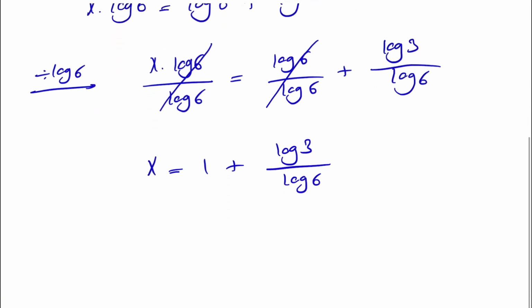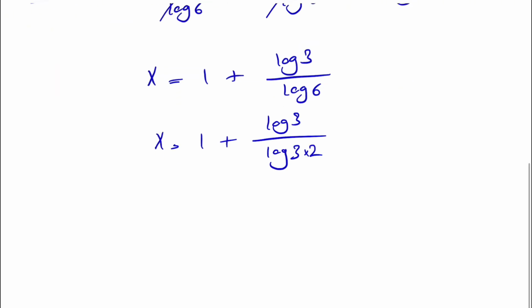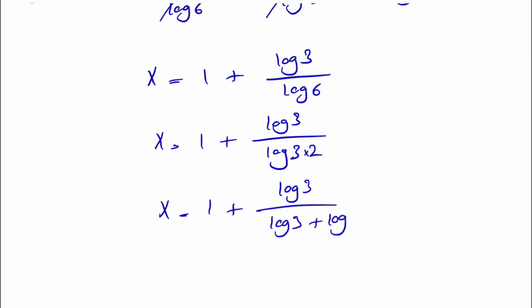It seems that we can simplify this a little bit more, since we have the log of 6 in here, which can be written as 3 times 2. So we're going to use the same law that we used earlier: 1 plus log of 3 over log of 3 plus log of 2.